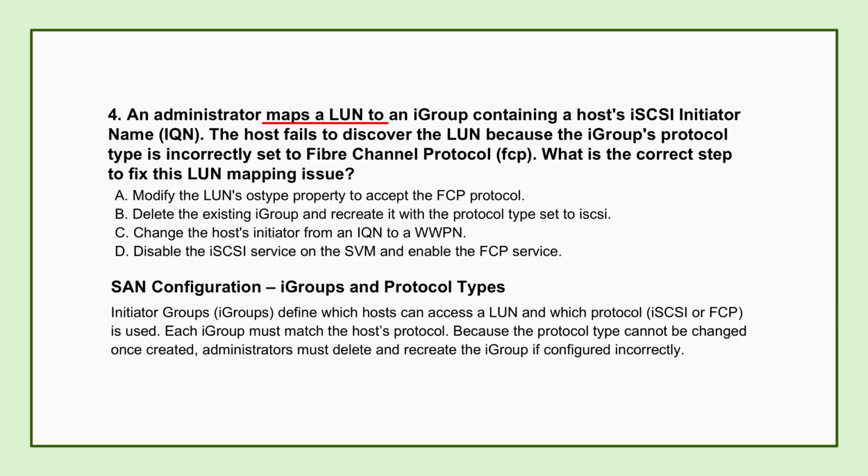The why is fundamental. An iGroup's protocol type is immutable. You set it once at creation, and that's it. You cannot change it later. Never. Not even with some hidden admin command. Why so strict?